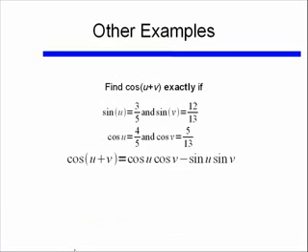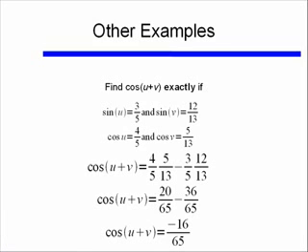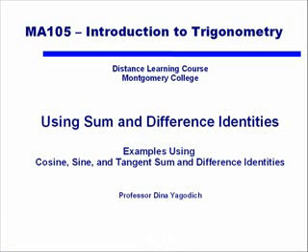If I go ahead now and put my cosine u and cosine v and sine u and sine v into my sum identity for cosine, then I get 4 over 5 times 5 over 13 minus 3 over 5 times 12 over 13. Multiplying that out and going ahead and doing the subtraction, I get cosine of u plus v equaling negative 16 over 65. And there we've done some different examples using our sum and difference identities for cosine, sine, and tangent.